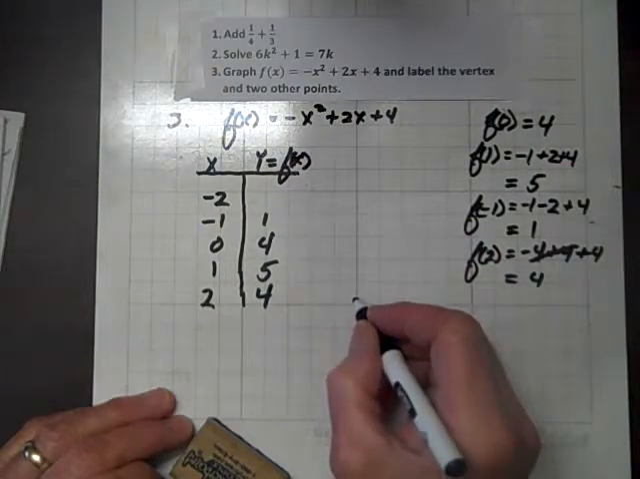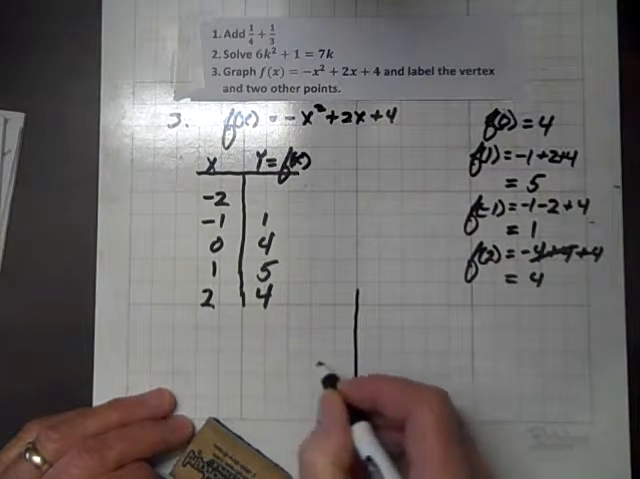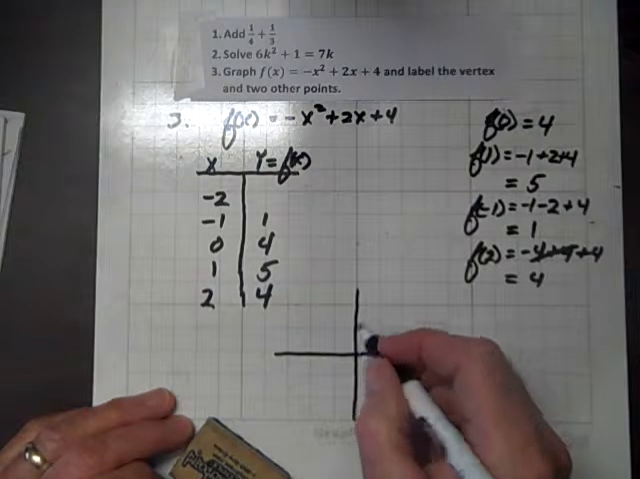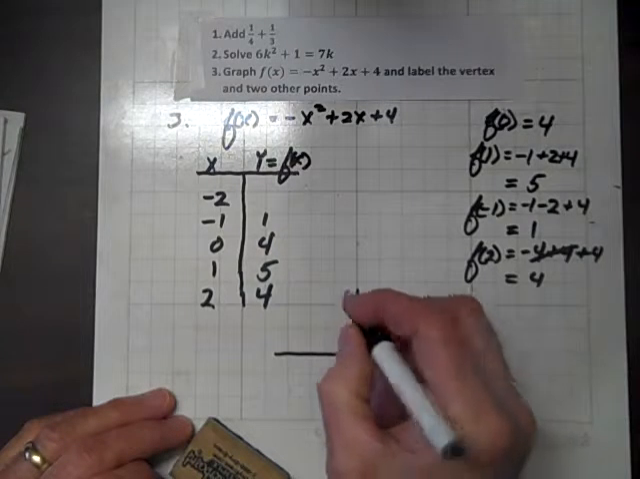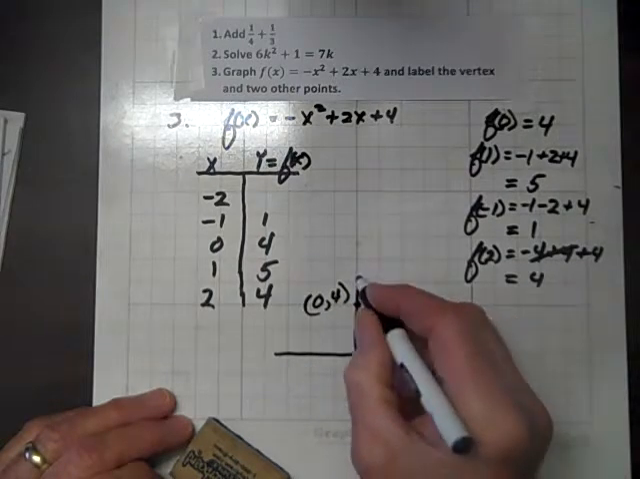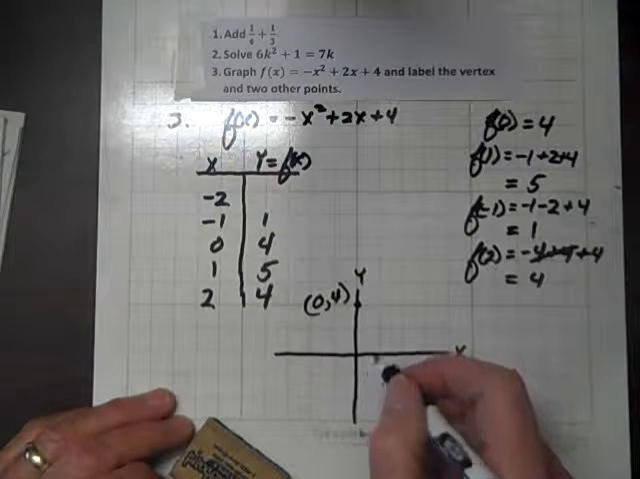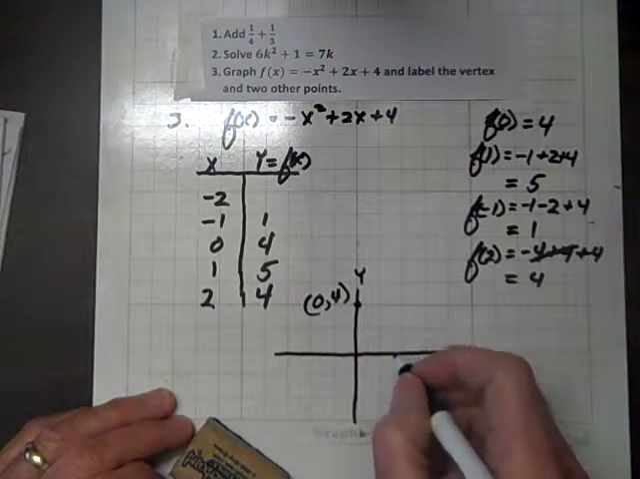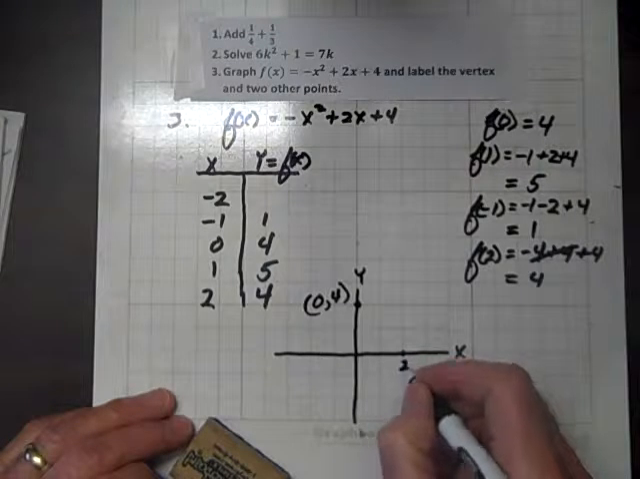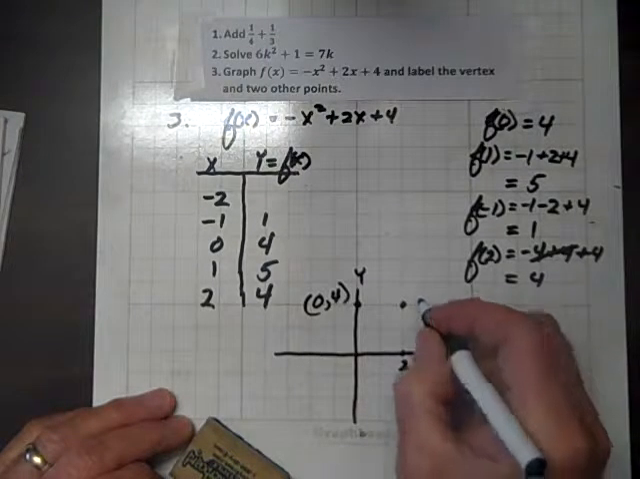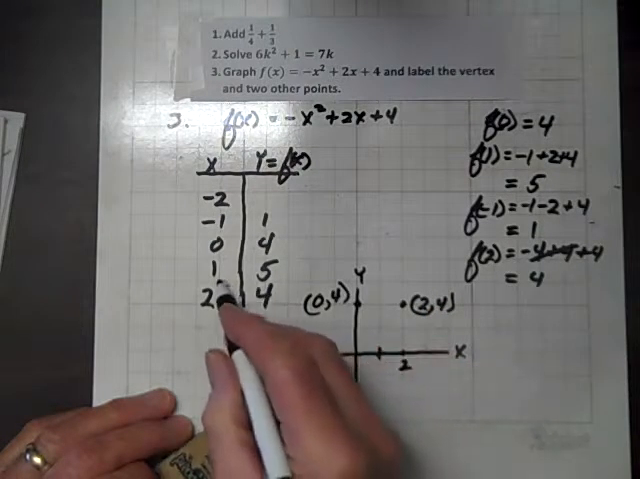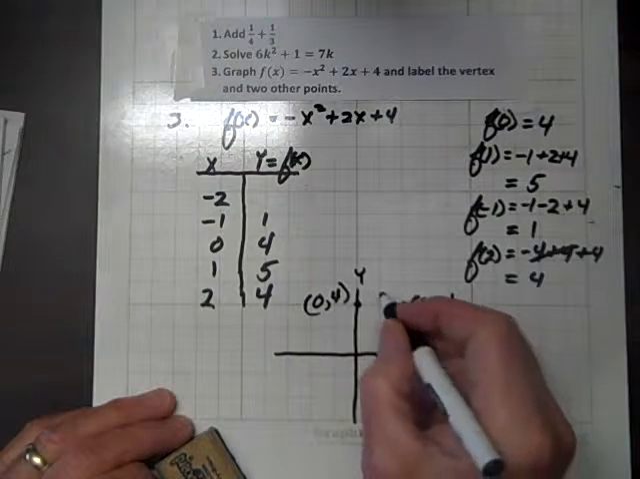So let's graph that. And when x is 0, we get 4. So 0, 4, x and y. And when x is 2, we also get 4. So at 2, here we are at 2, 4. That means also when x is 1, we get a 5.